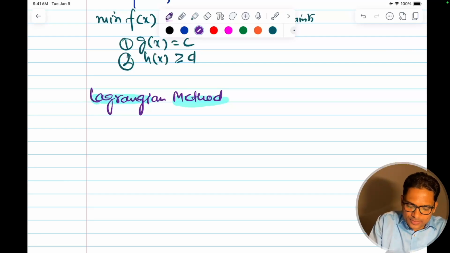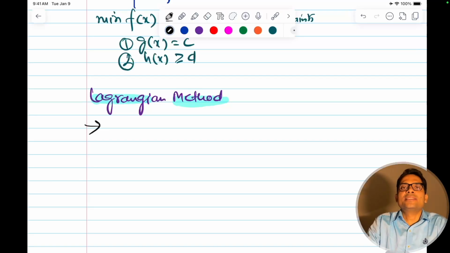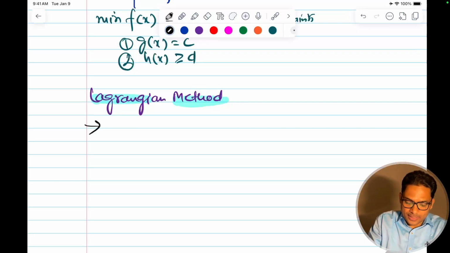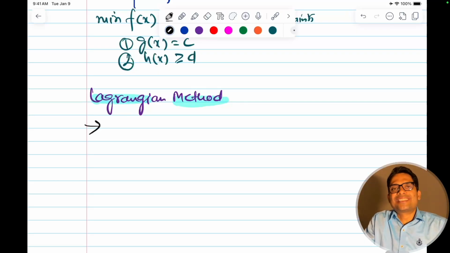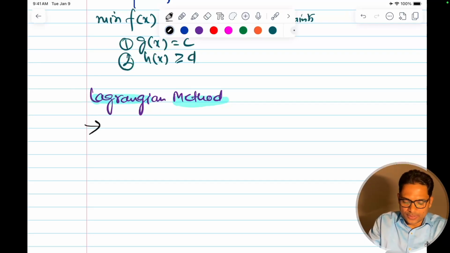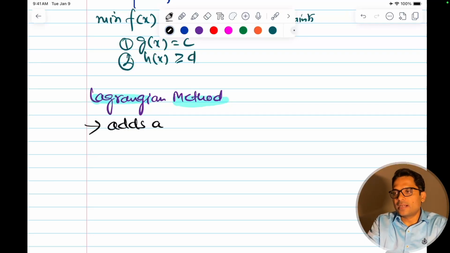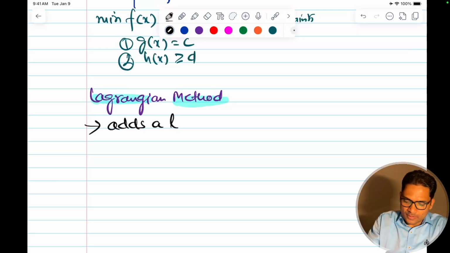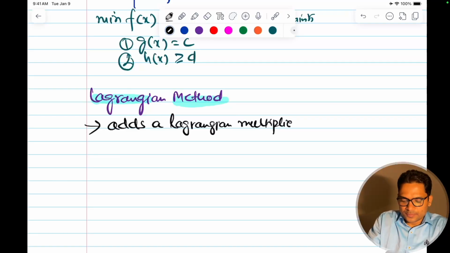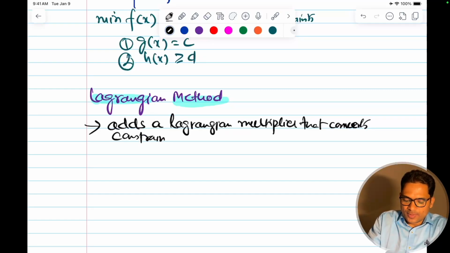So what does the Lagrangian method give me? It adds a Lagrangian multiplier, which converts this constrained optimization into an unconstrained optimization. It adds a Lagrangian multiplier that converts my constrained optimization to unconstrained. Unconstrained, we know, right?